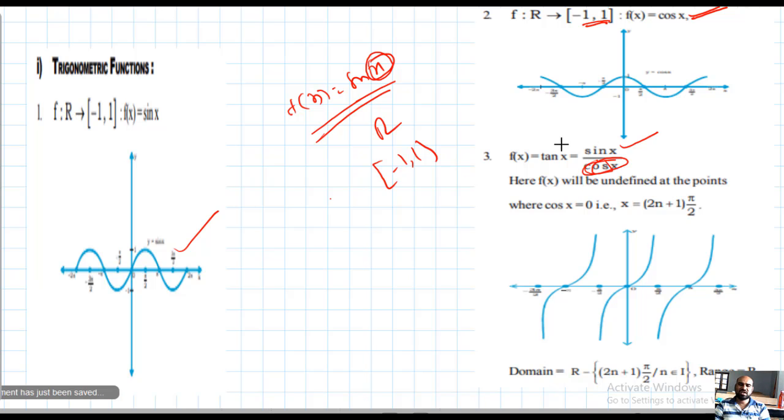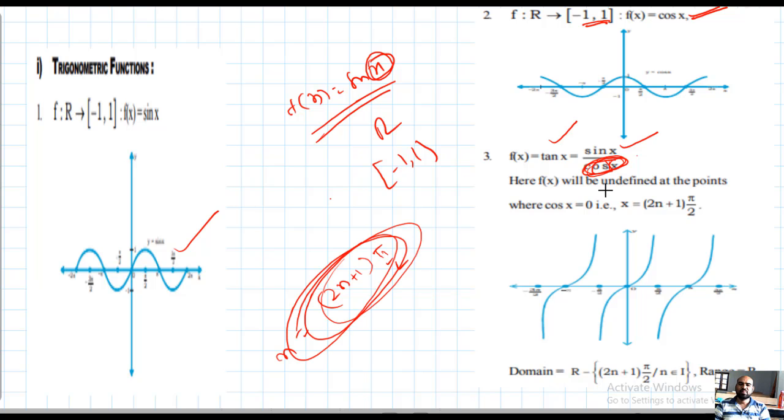Tan function. If cos x equals 0, tan is not defined. For what values of x does cos x equal 0? The angles of the form (2n+1) times pi by 2. For x equal to (2n+1) pi by 2, cos x equals 0. Except these values, the tan function is defined. That's why the domain of tan is all real numbers except the angles of the form (2n+1) pi by 2. This is the domain of the tan function. Range is all real numbers. This is the rough sketch.